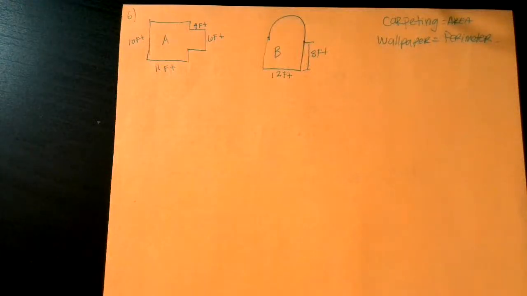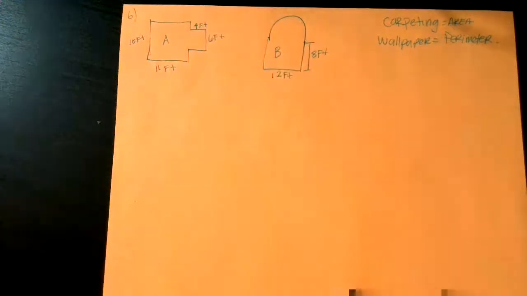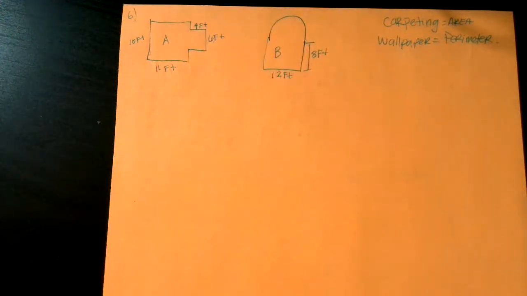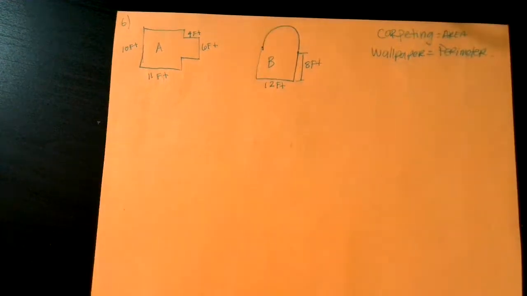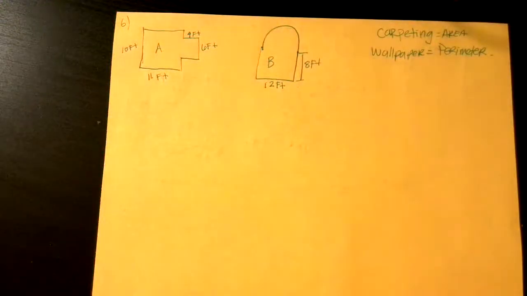All right, this is the video for question number 6 for section 9.3. It gives us the dimensions of two rooms, room A and room B, and it asks which one has more carpeting and which one requires more wallpaper. So carpet is your area and wallpaper is your perimeter. So you need to find the area and perimeter of both shapes and then compare to see which one has a greater area and which one has a greater perimeter.